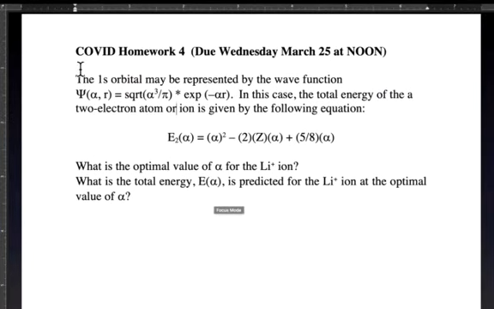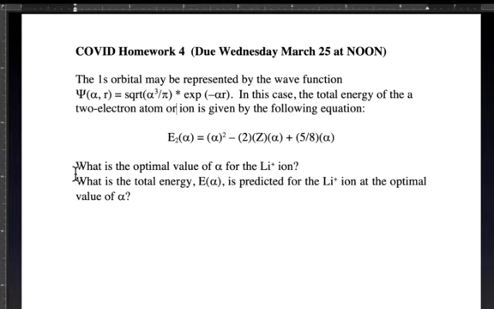So our question for today: the 1s orbital may be represented by the wave function psi, a function of alpha and r, equal to the square root of alpha cubed divided by pi times e raised to the minus alpha r. If we take this as a wave function, the total energy of a 2 electron atom or ion is given by the following equation: E, for a 2 electron system, as a function of alpha, is equal to alpha squared minus 2 times Z times alpha plus 5 divided by 8 times alpha.